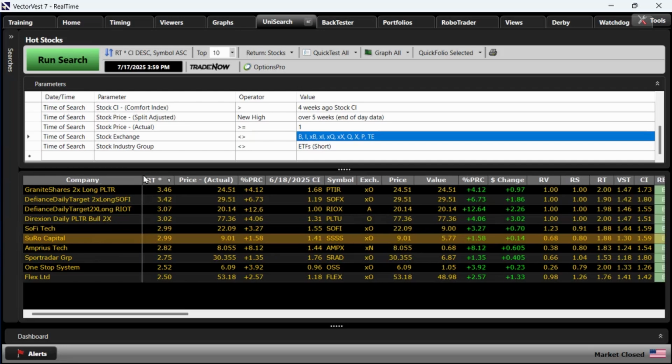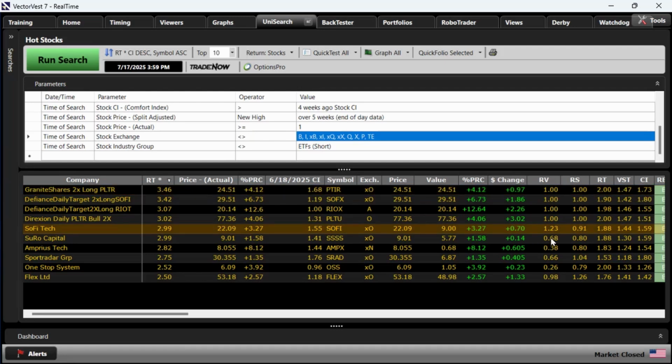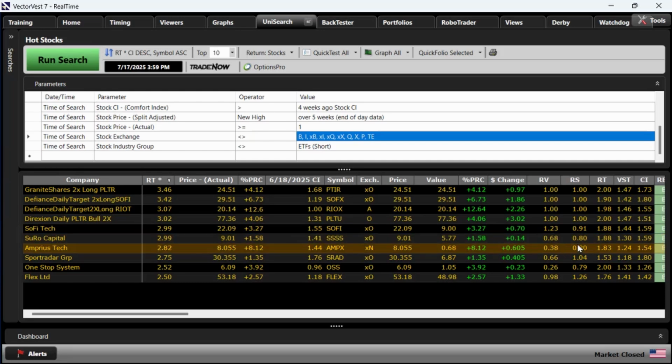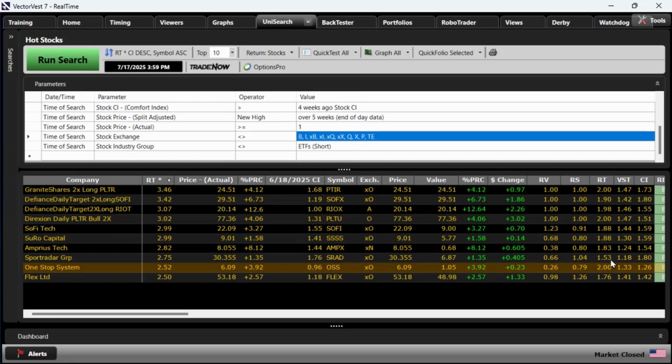So RT times CI. Look at the RTs. Now, with ETFs, right, our RVs and our RSs are going to be 1. We don't assign a rating necessarily to RV and RS. We give them the equal values of 1. We don't track the underlying fundamentals of the ETF, right? Because it's so many stocks. So RV and RS are fundamental indicators. We assign one. Some of the other ones do have RV and RSs because they're equities, and they're not all strong. Some of the indicators here are below one, but look at the RTs.